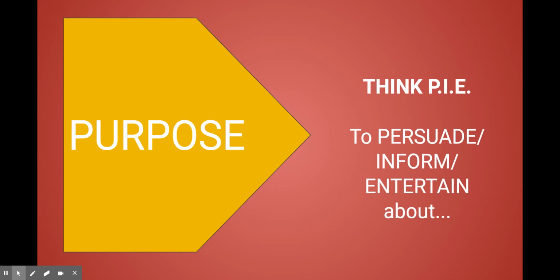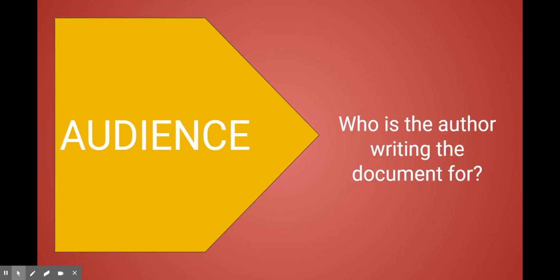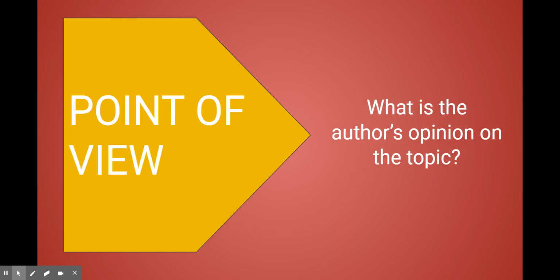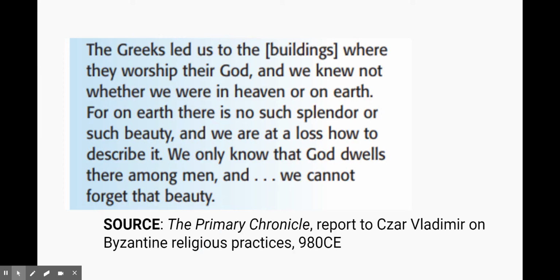So you may be asked to explain the purpose of a document. You want to think about PI. Is that document meant to persuade, inform, or entertain you? You may be asked about the audience, which is who is the author writing the document for? Or you may be asked about point of view. What is the author's opinion on the topic? So when we look at this source, you can answer all 3 questions about this source.